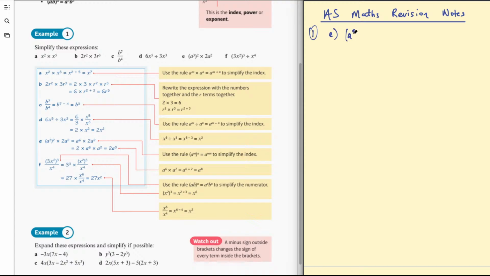We've got a cubed squared multiplied by 2a squared. What are we going to do with this? Well, remember your index laws. We've got a cubed squared. We multiply those powers, so this is going to be a to the power 6. And then this one is 2a squared. So you've got 1a to the power 6 multiplied by 2a squared. You multiply the numbers, so 1 times 2 is 2. And then the same base with powers of 6 and 2, you add those powers. So this will be 2a to the power 8.